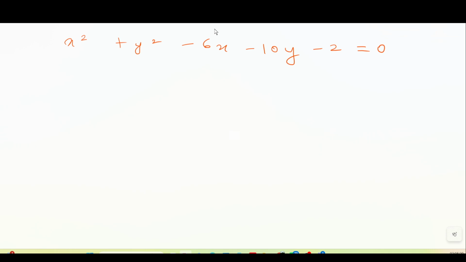Yes, Jay, tell me. So it's x squared plus y squared minus 6x minus 10y minus 2 equals 0. So we get x squared minus 6x minus 2, or you could just do that second. So plus y squared minus 10y minus 2 equals 0. Or we can take 2 to the other side, okay?